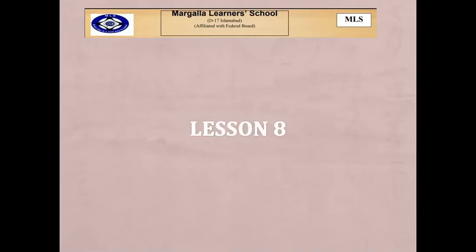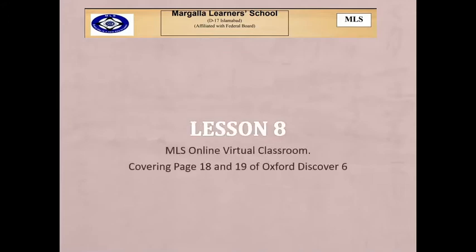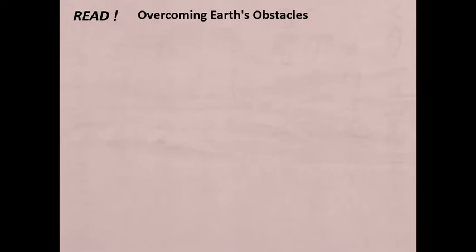Today is lesson number 8, which is covering page number 18 and 19 of Oxford Discover 6. So let's begin. Students, today we're going to read the explanatory text, which is Overcoming Earth's Obstacles. Before this, I want you to be ready with your books open on page 18 and 19.